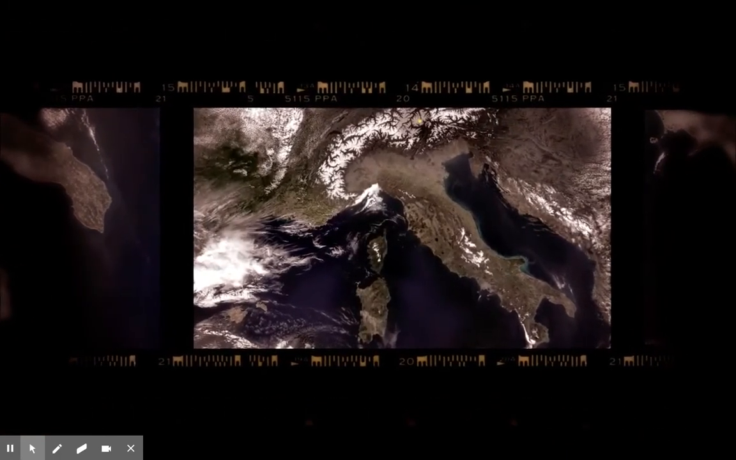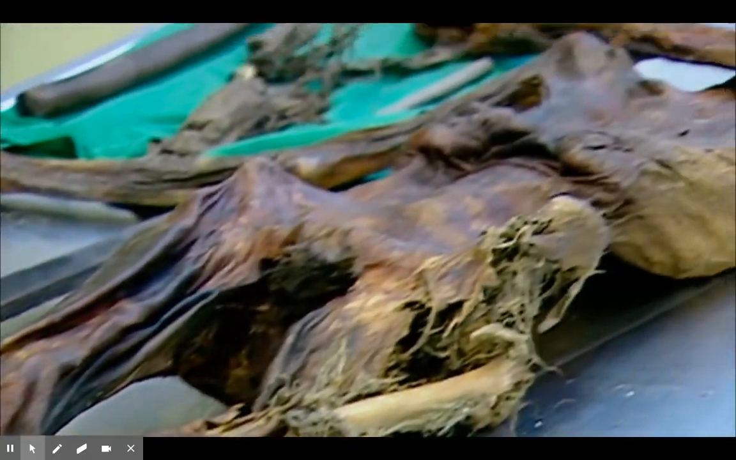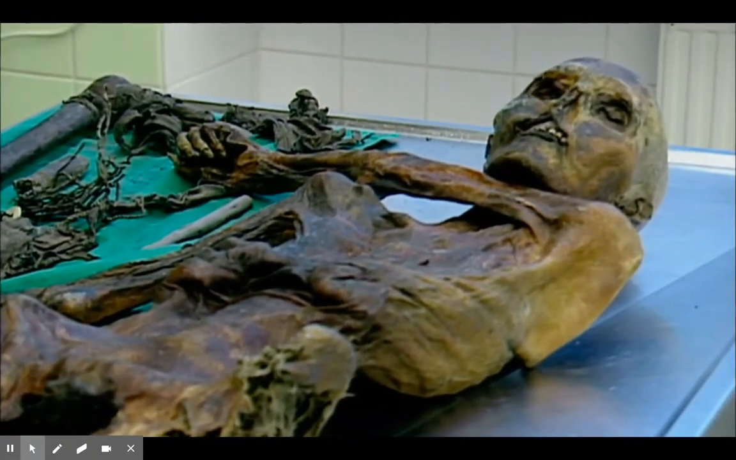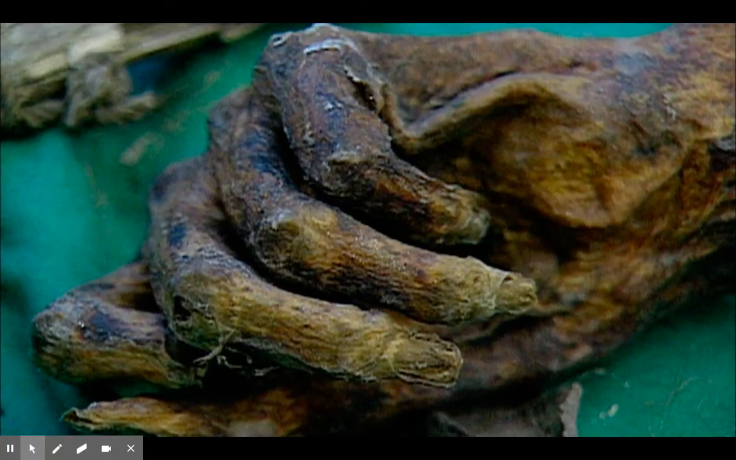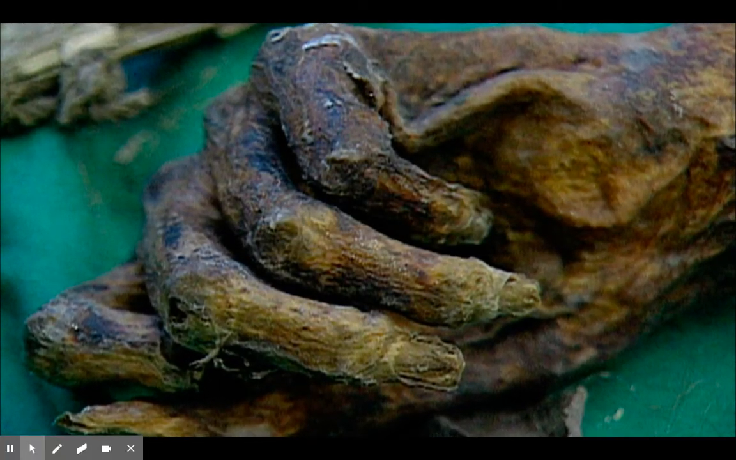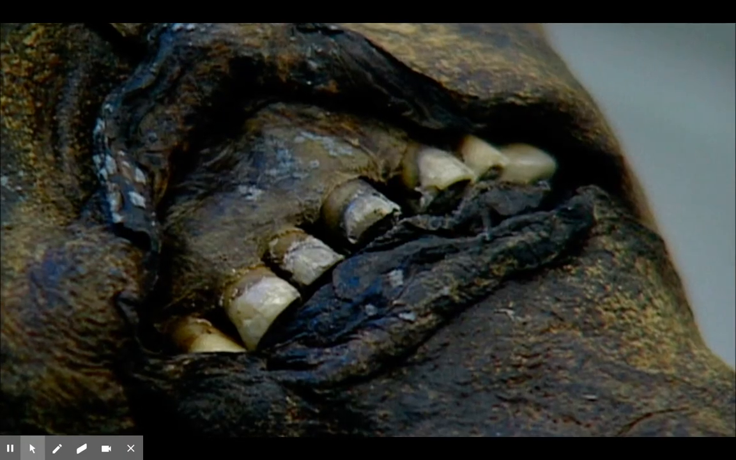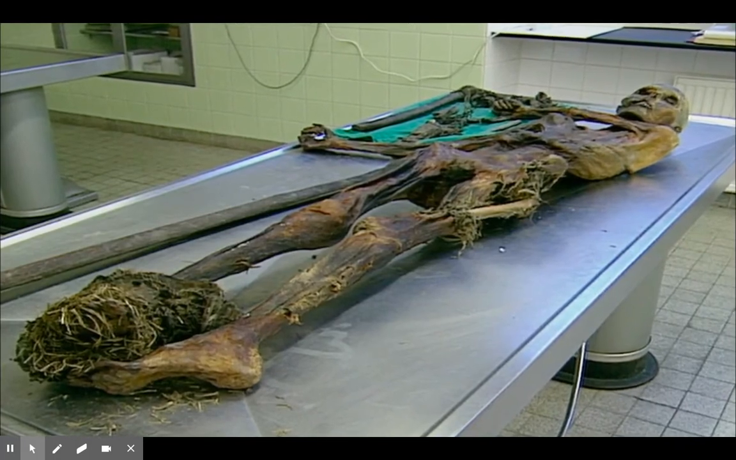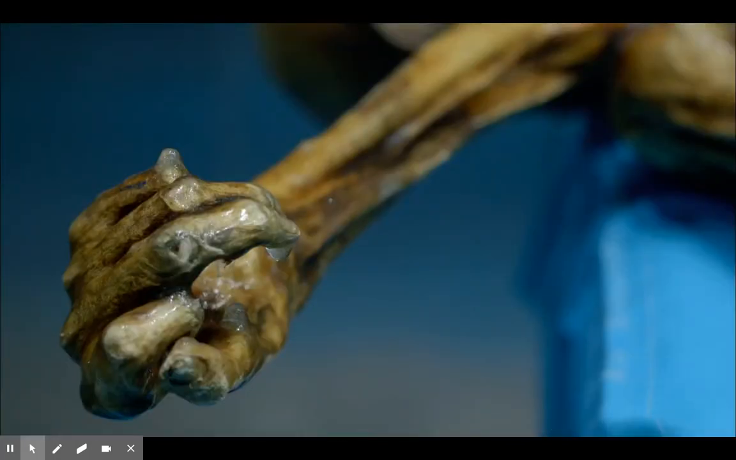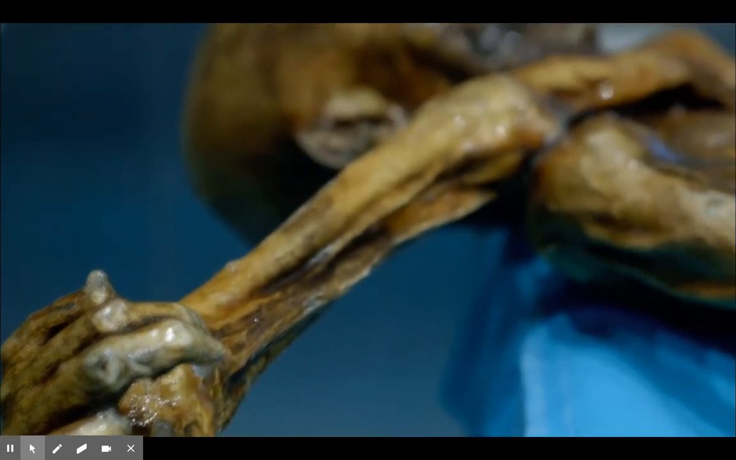The mummy was found here, close to the Austrian and Italian border. Analysis revealed that when he died, he was in his mid-40s. But how long had this Iceman been lying on the mountain? The carbon dating unlocked the shocking truth. The result was 5,300 years. So this mummy is more than 5,000 years old. Piecing together the details of this Iceman's life is going to be a challenge.